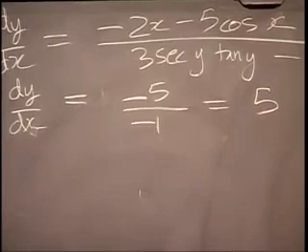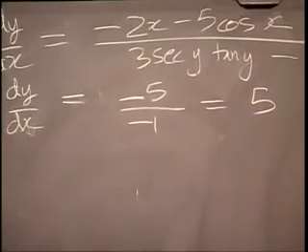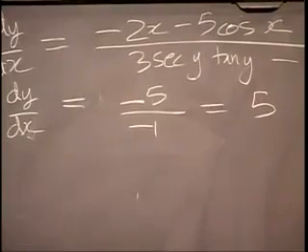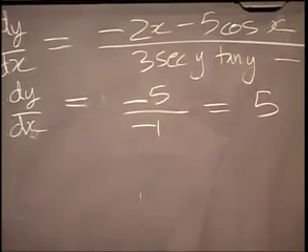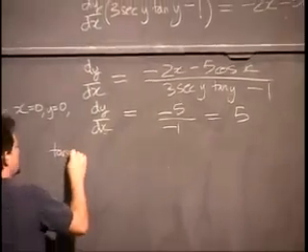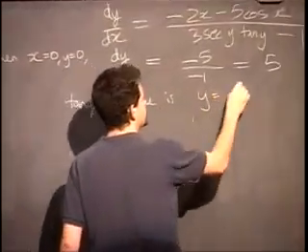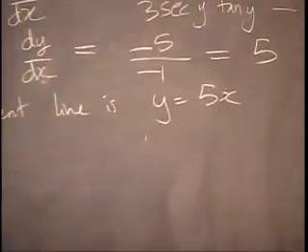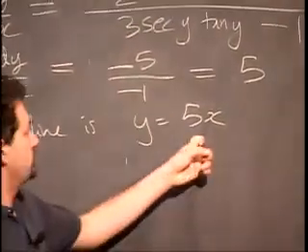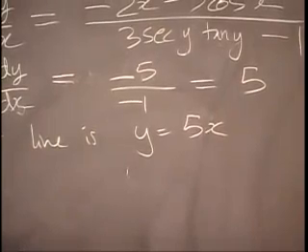So we still have to find the equation of this tangent. What do we know about it? We know it goes through the origin, and it has slope 5. Well, we don't even need the point-slope form. The tangent line is y equals 5x. We can just use the slope-intercept form because we know the y-intercept is 0. So there it is, y equals 5x.